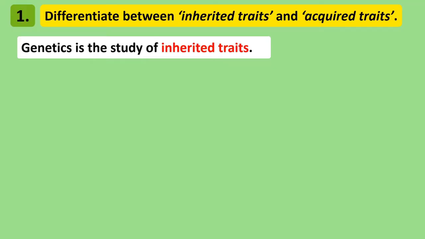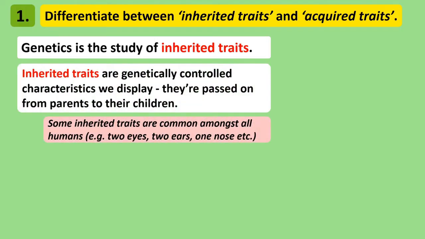Genetics is the study of inherited traits. Each one of us displays two types of traits, called inherited traits and acquired traits. So what's the difference between these two types of traits we all show? Inherited traits are traits we can't control. We are born with them, passed on to us from our parents. Because we receive these traits from our parents, these traits tend to make us very similar to them.